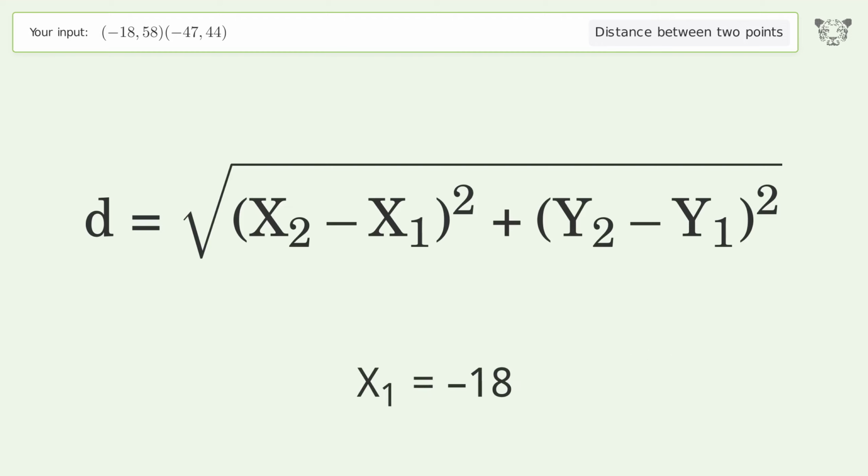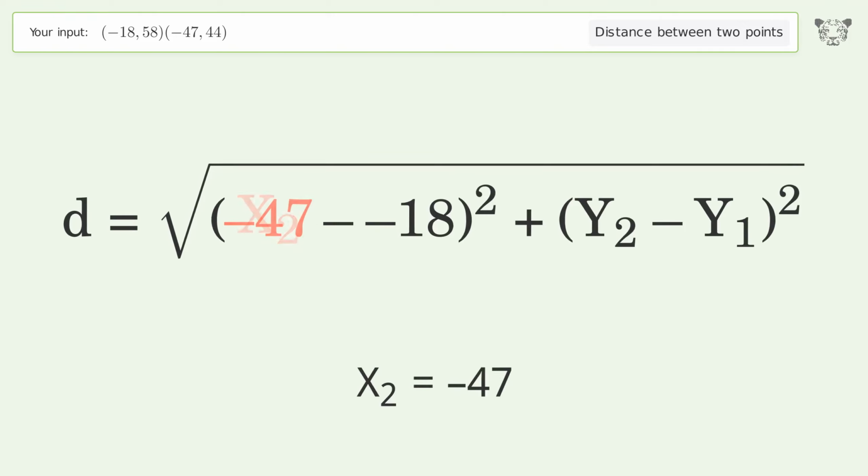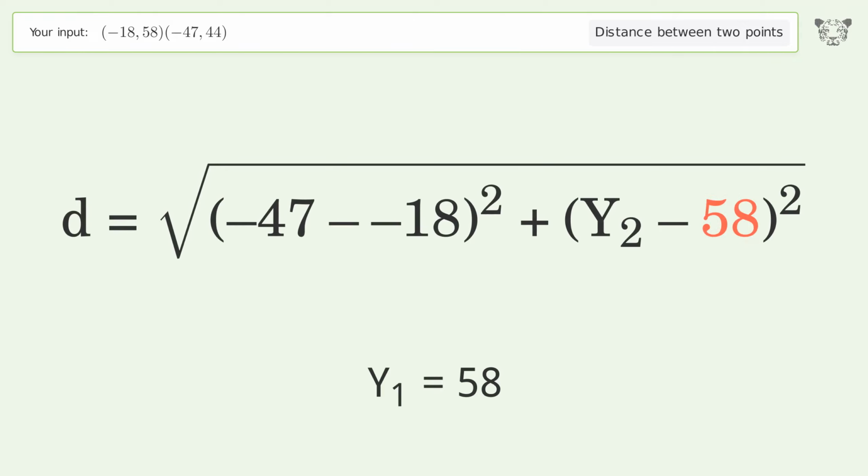x1 equals -18. x2 equals -47. y1 equals 58. y2 equals 44.